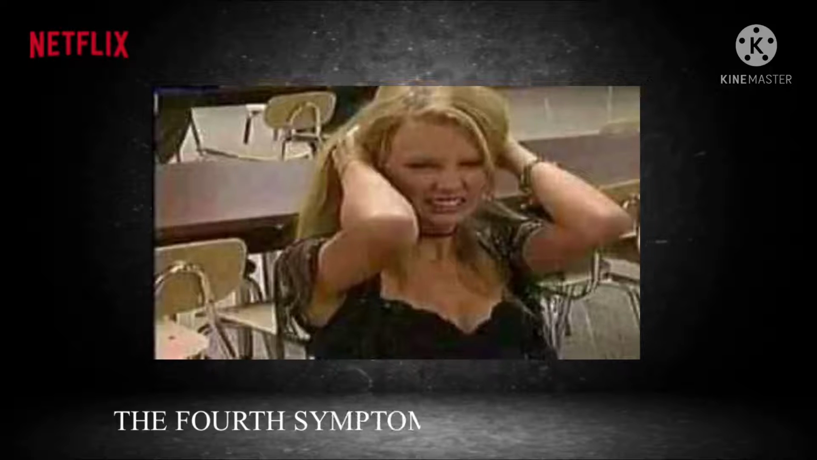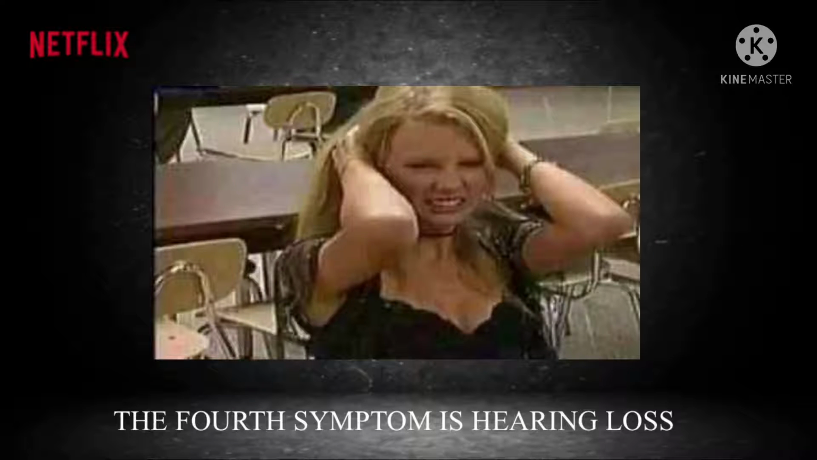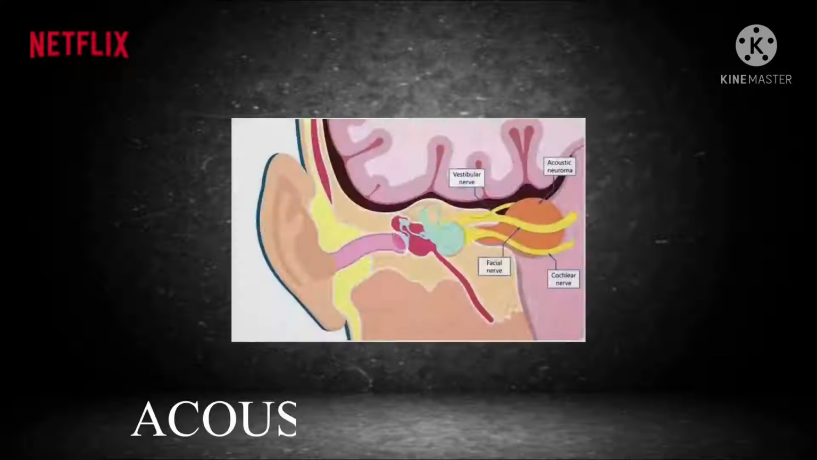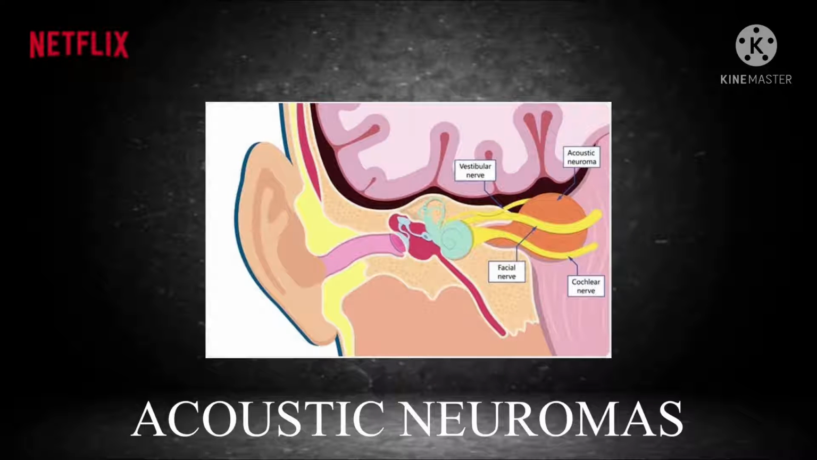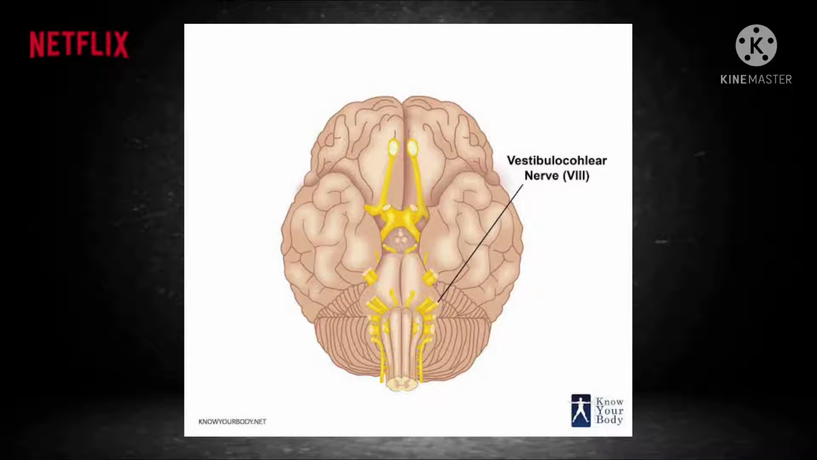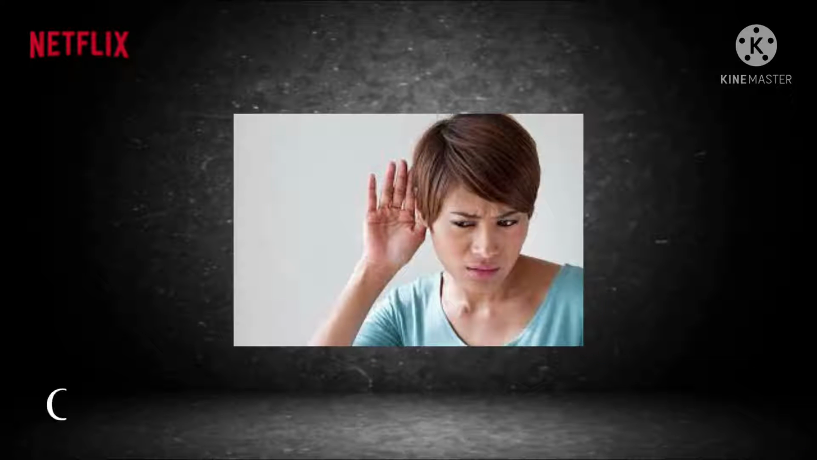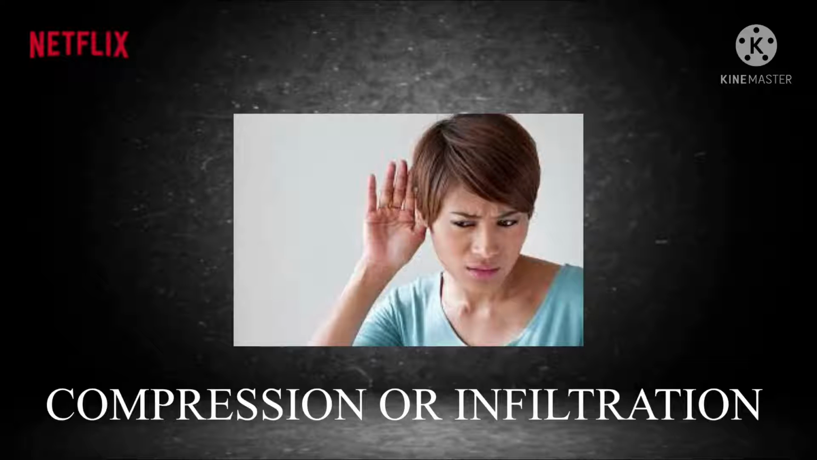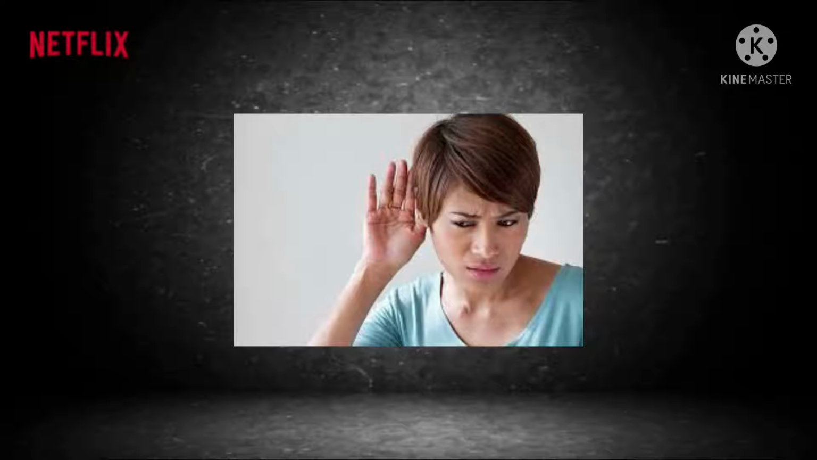The fourth symptom is hearing loss. There is a type of tumor associated with this symptom. The name is acoustic neuromas. They are non-cancerous, usually slow-growing tumors that form along the branches of the 8th cranial nerve, also called the vestibulocochlear nerve. This nerve leads from the brain to the inner ear and branches into divisions that play important roles in both hearing and balance. Hearing loss can occur from compression or infiltration of the tumor on the hearing nerve or from secretion of substances toxic to hearing. It can affect the range of sound heard as well as the clarity of sound.